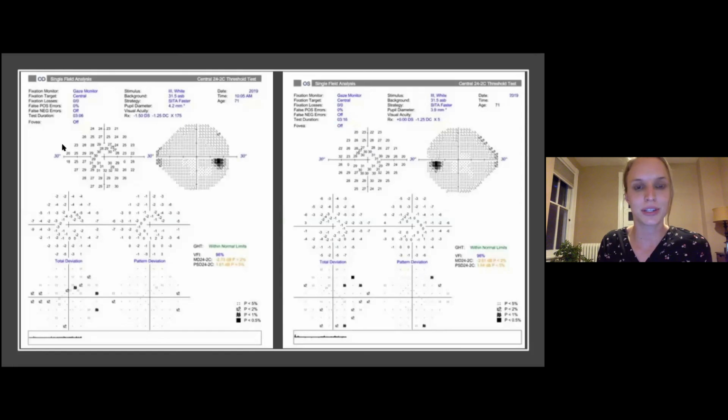In this case, we chose to do a 24-2C visual field because that thinning in the ganglion cell complex made us more concerned of a central defect. And we know that in our 24-2C, we have these extra central points that look for central defects. In this patient, his right eye visual field looks pretty good. No glaucomatous defects, a few spots here and there, but nothing significant. And same in the left eye, a few spots here and there, nothing significant.